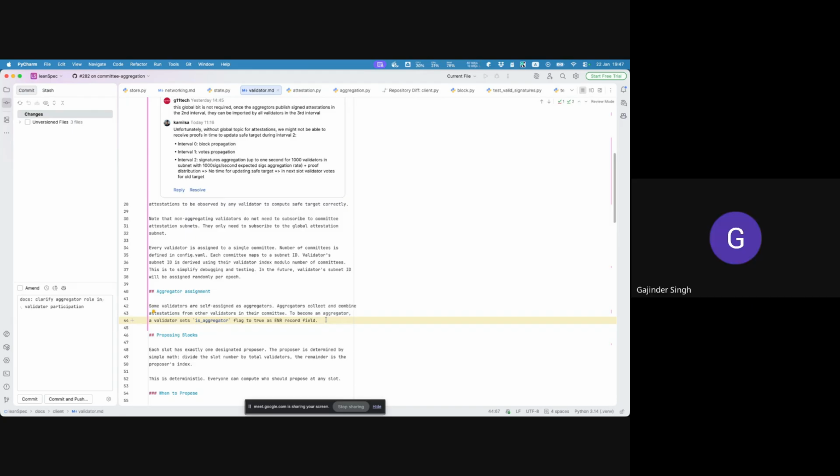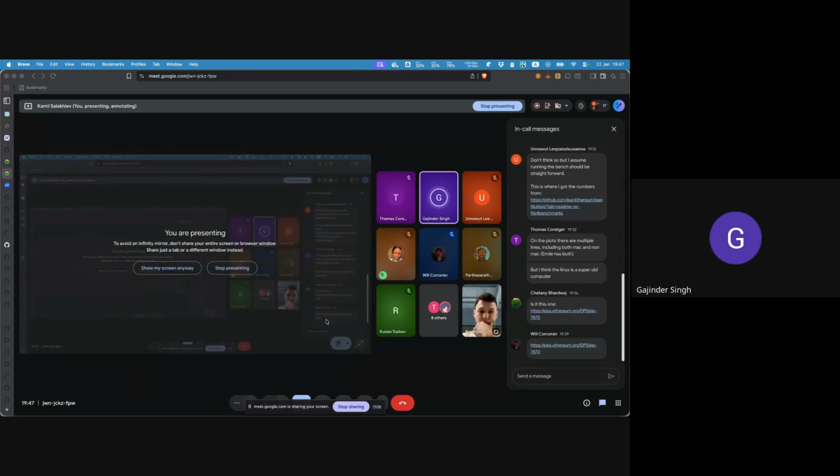I had one question here as well. What is the use of this particular flag in the ENR?